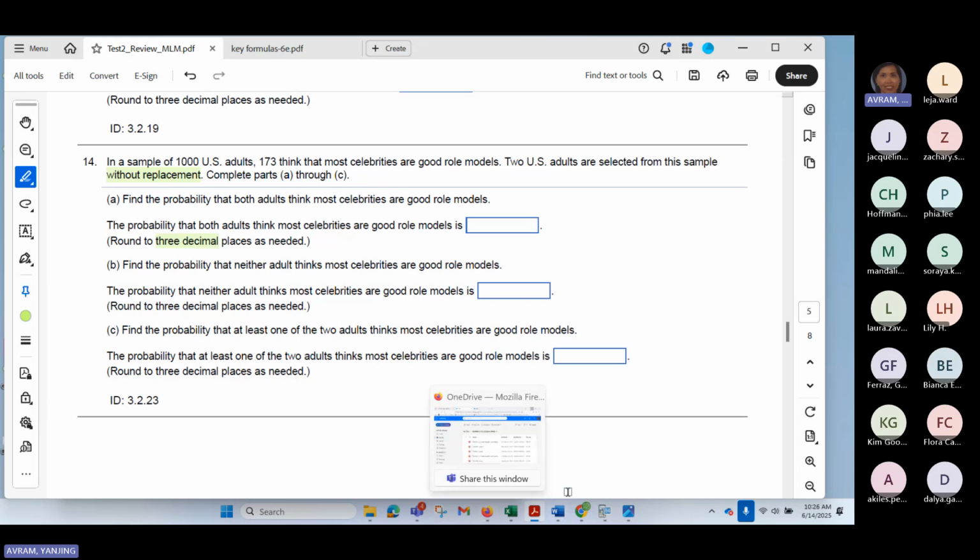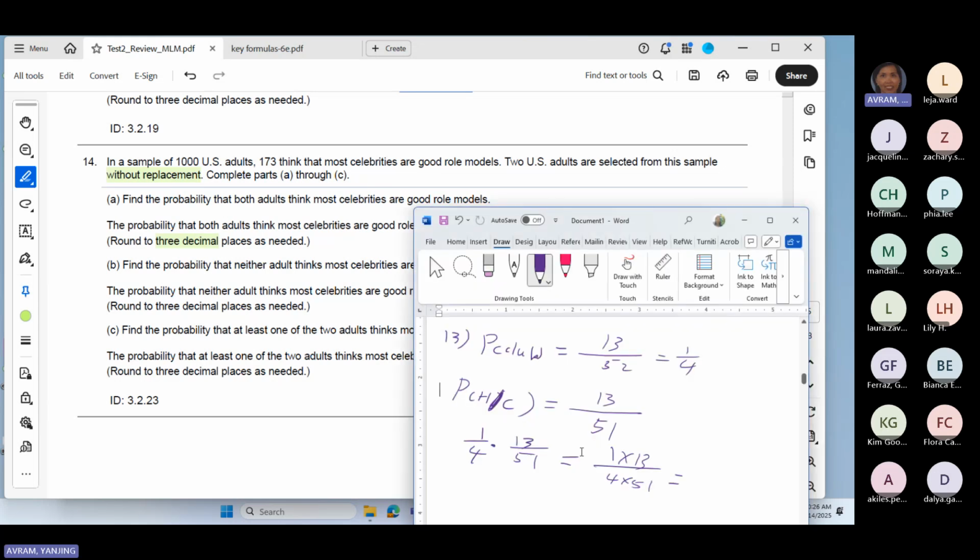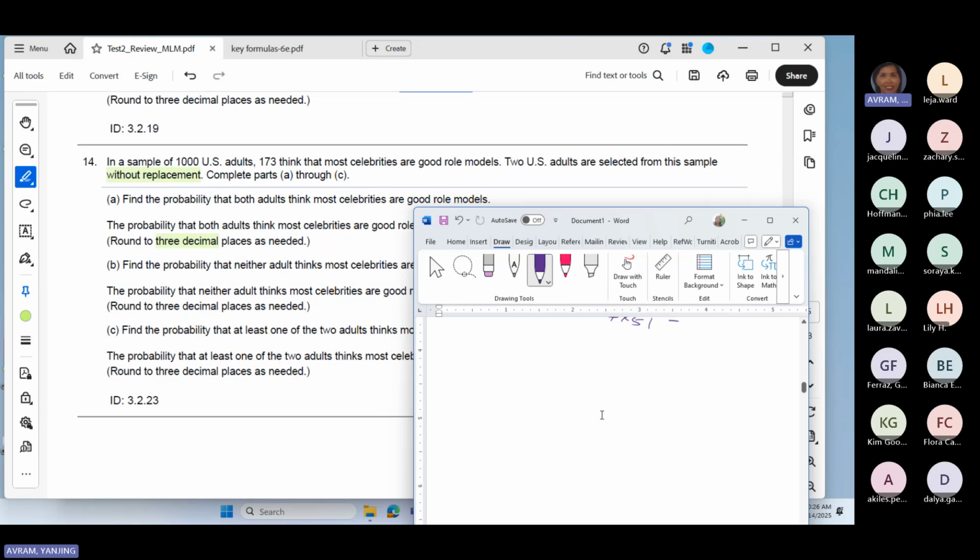So first, let's see how we set up this one. Setting up is important; the calculation should be really easy. The probability of 2 adults, so the first one and the second one, means this should be an "and," so that should be multiplied. The probability that the first one thinks celebrities are good role models is 173 divided by 1,000, multiplied by the second one, who also thinks so.